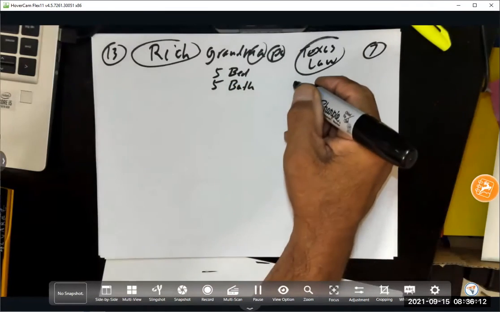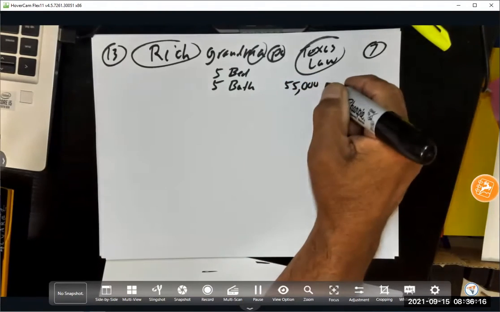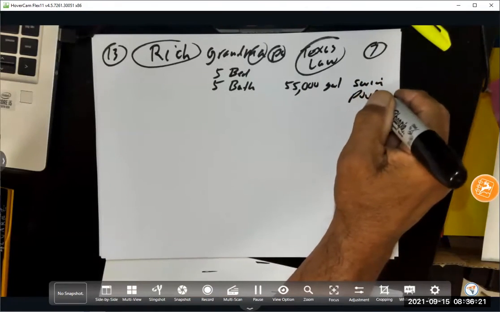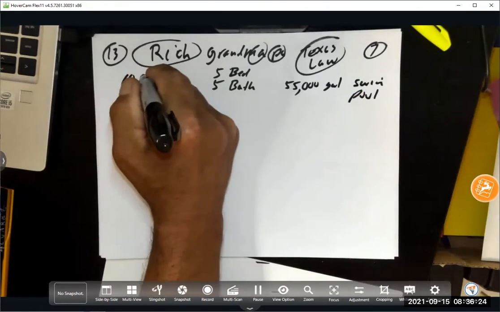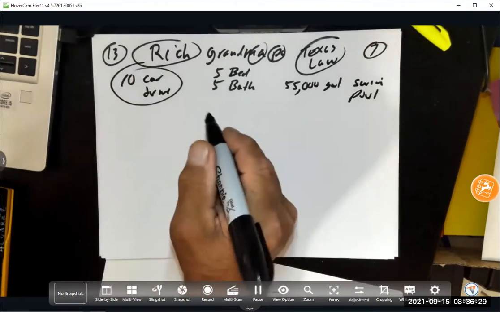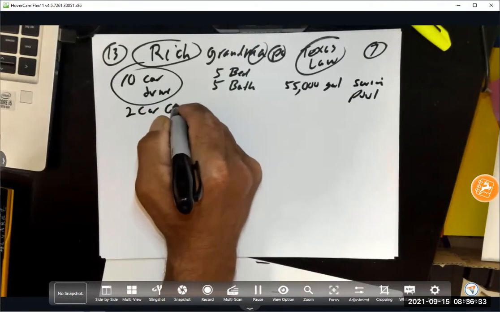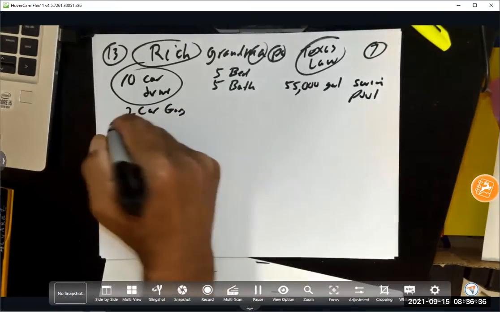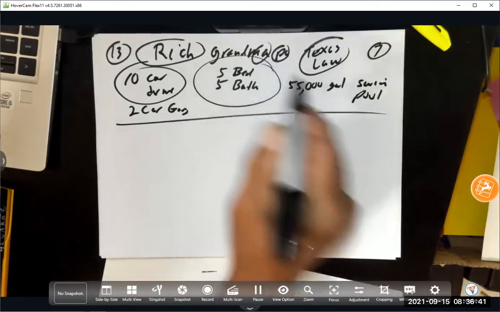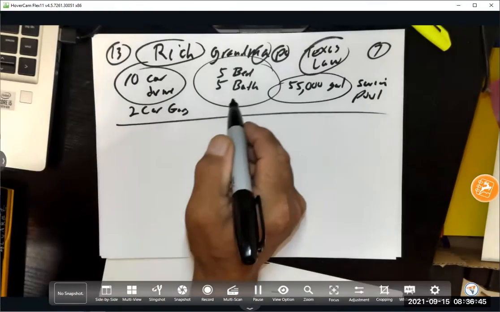And I want 55,000 gallons of water in my swimming pool. I want it to be bigger. Does that make sense? And I want a 10-car driveway. Why? That way I can have more of my friends driving up and staying there. And then I have a 2-car garage. That's fine. All right. So now there's a plan. I want 5 bedrooms, 5 baths. I want a bigger swimming pool, and I want a little bit bigger driveway, and a 2-car garage is fine.